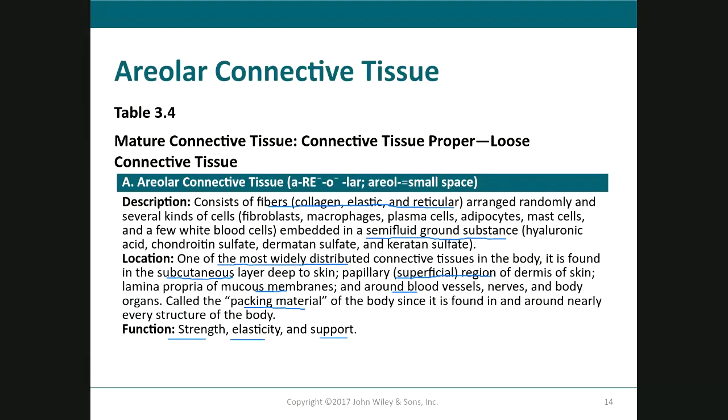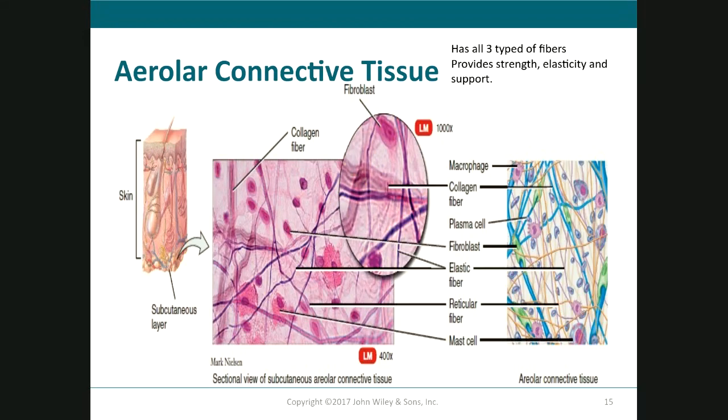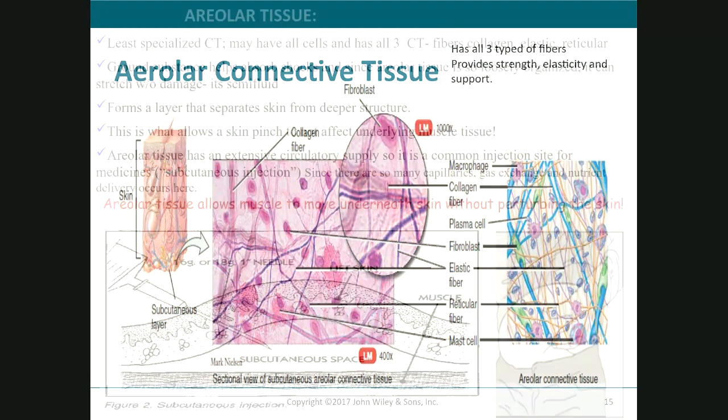So let's look at what this will look like on a histological slide. You can see areolar loose connective tissue. The cells, these are the fibroblasts, and it has all three kinds of fibers: the collagen fibers, the elastic fibers, and reticular fibers. Note that the collagen fibers are thicker, the reticular fibers are the thinnest, and the elastic fibers are the thickest, and reticular are in between. So these are the common characteristics. It's the most common one, number one, and it has all three fibers, and it provides strength, elasticity, and support.